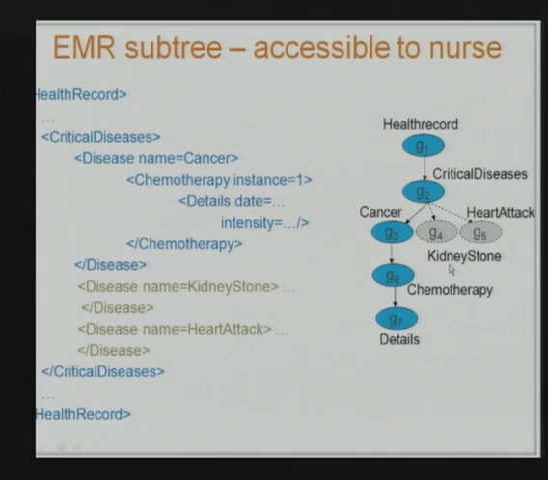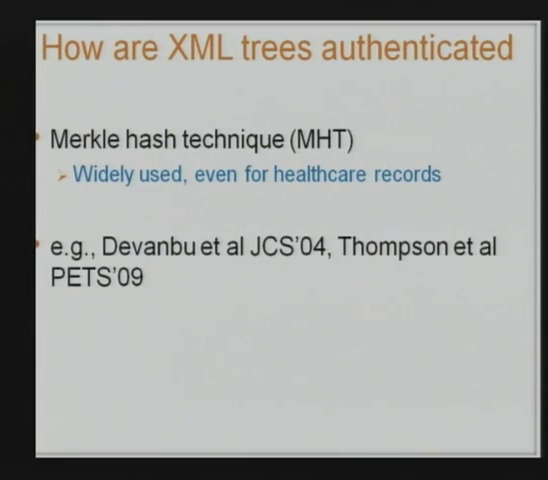Now, so there are two requirements, right? The first requirement is authenticity. The second requirement is privacy preservation. The question is, how do we verify authenticity of XML documents then? There is a foundational technique from Stanford since '78, the Merkle hash technique, and it has been widely used. It has been applied to healthcare solutions also.